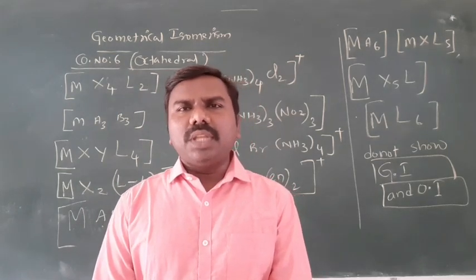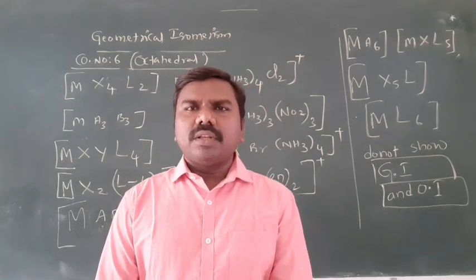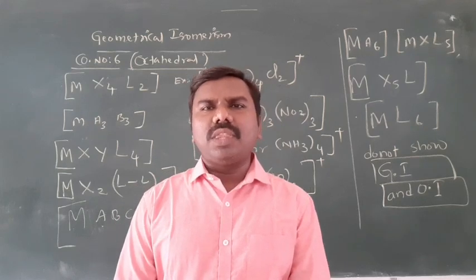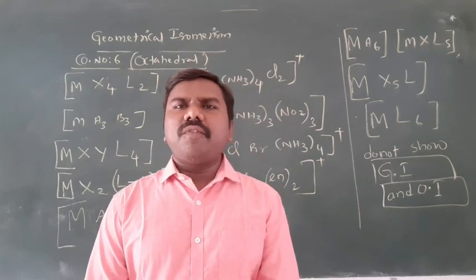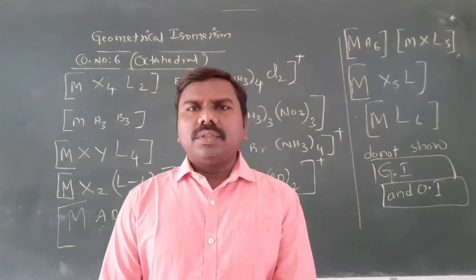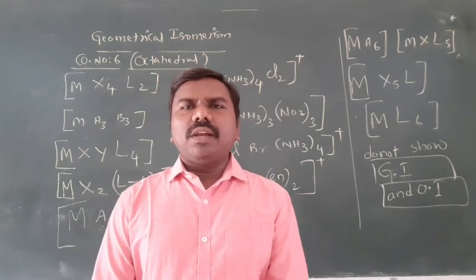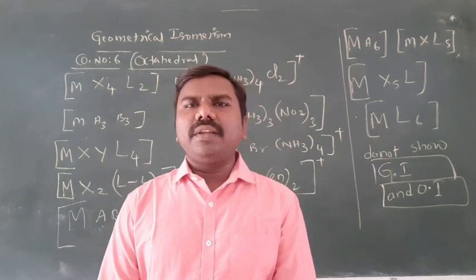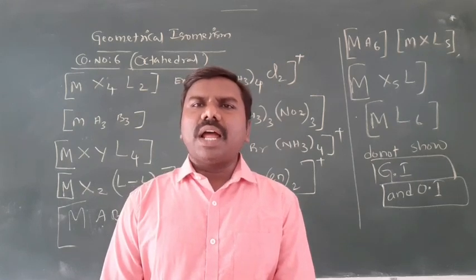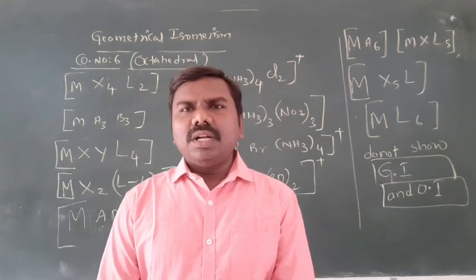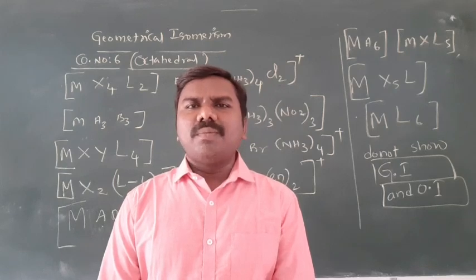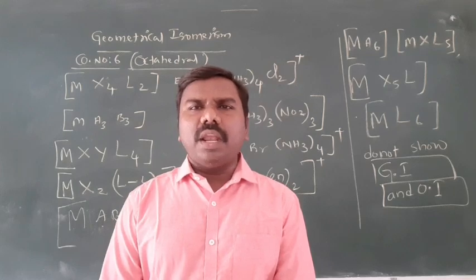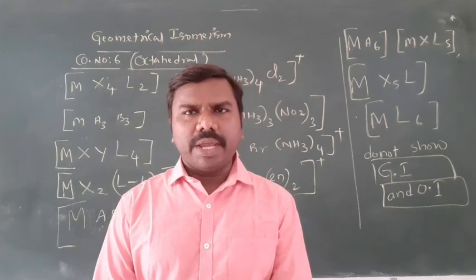We have only two theories among all these four. The first one is valence bond theory, the second one is crystal field theory. The remaining two, molecular orbital theory and ligand field theory, we will study in our higher classes. We'll discuss valence bond theory to overcome the drawbacks in Werner's theory of complex compounds.